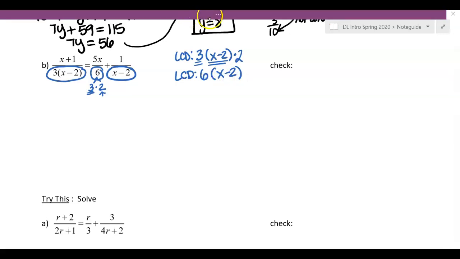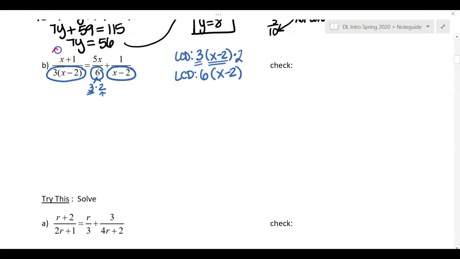So we're going to take the entire equation, so the entire left side, we're going to multiply by 6 times x minus 2, and the entire right side by 6 times x minus 2. And then remember what that means. So on the right side, there's 2 terms. This 6 and x minus 2 gets distributed to each of the terms.